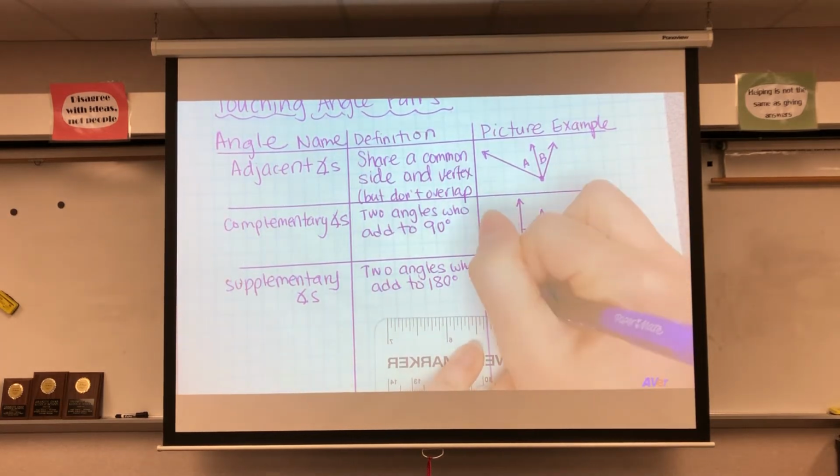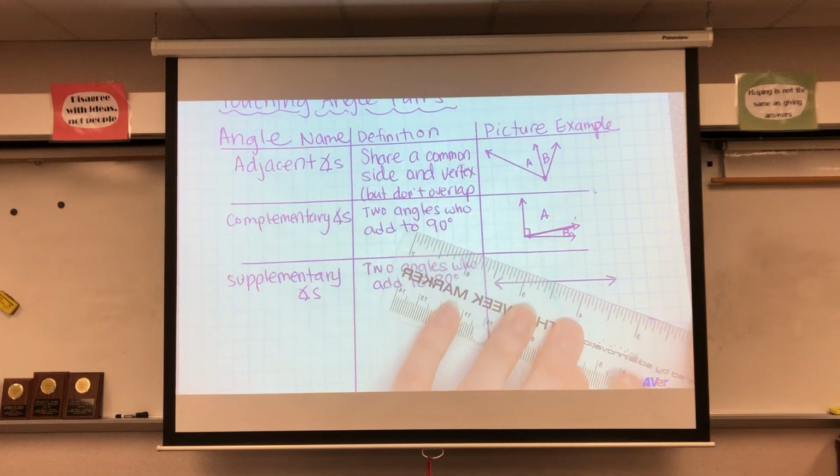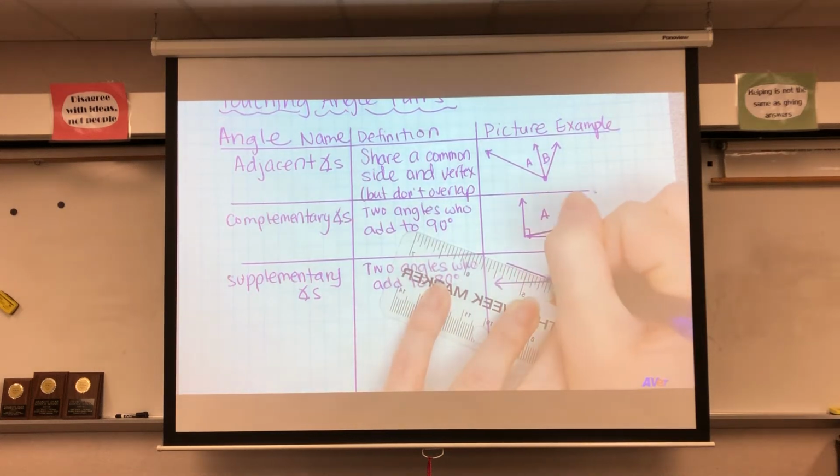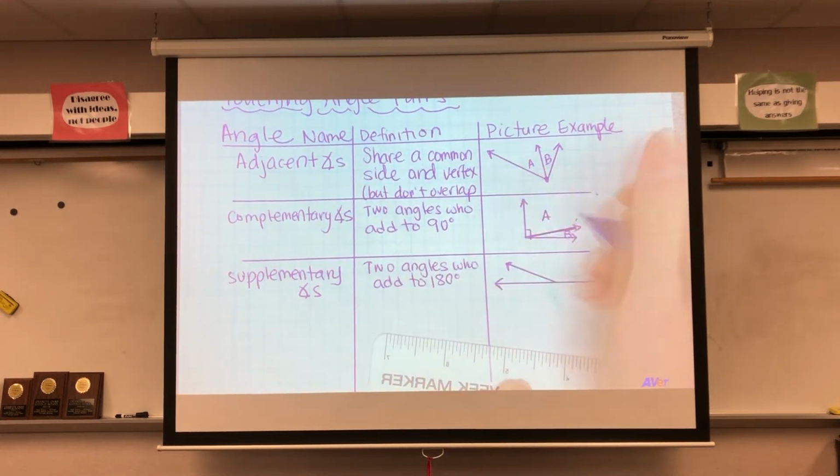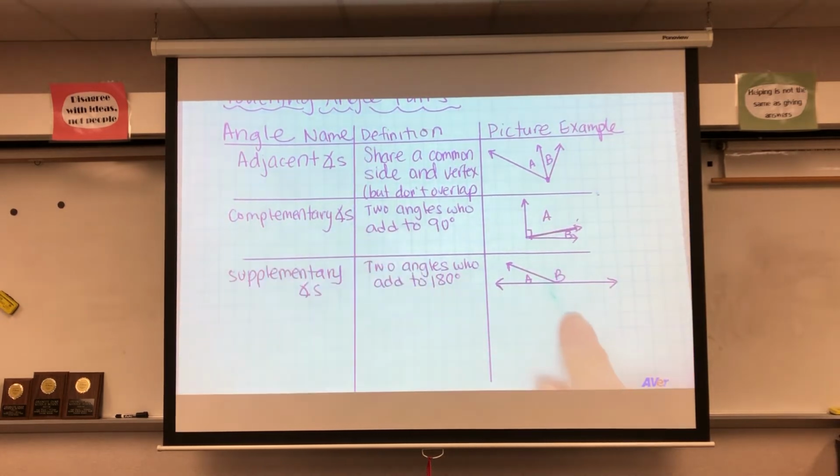So in other words, I have a straight line because that's exactly 180 degrees and there's some ray coming from it. Again, these obviously don't have to be in this orientation. You could flip this around, but notice again, they're touching. And even though again, they are adjacent, this is a very specific thing that they are equaling up to 180.